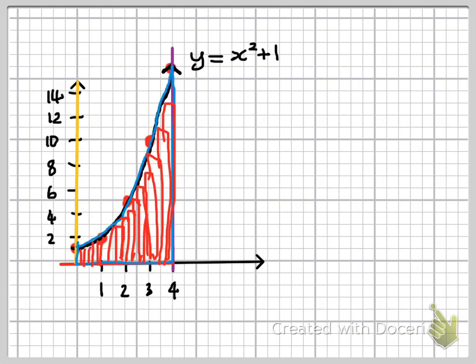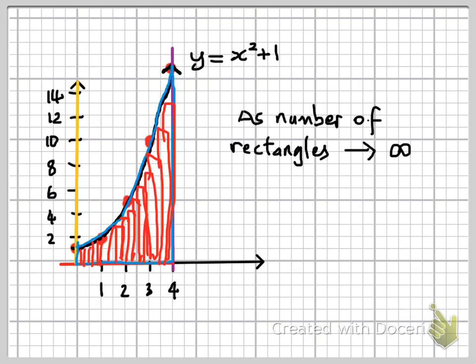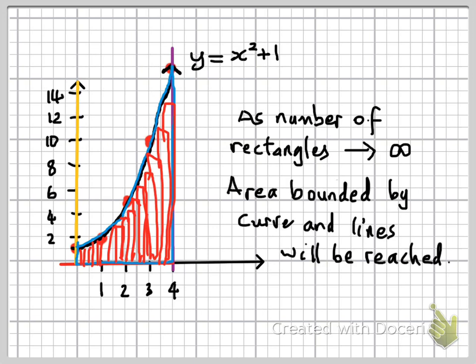What if we used more rectangles to cover the area under the curve? Instead of using 8 rectangles, if we used 16 rectangles, those will cover even more area under the curve, but there will still be some space in there. So it turns out that as the number of rectangles you use approaches infinity, becomes more and more, the better your approximation for the area under the curve will be. As the number of rectangles approaches infinity, the area bounded by the curve and lines will be reached.